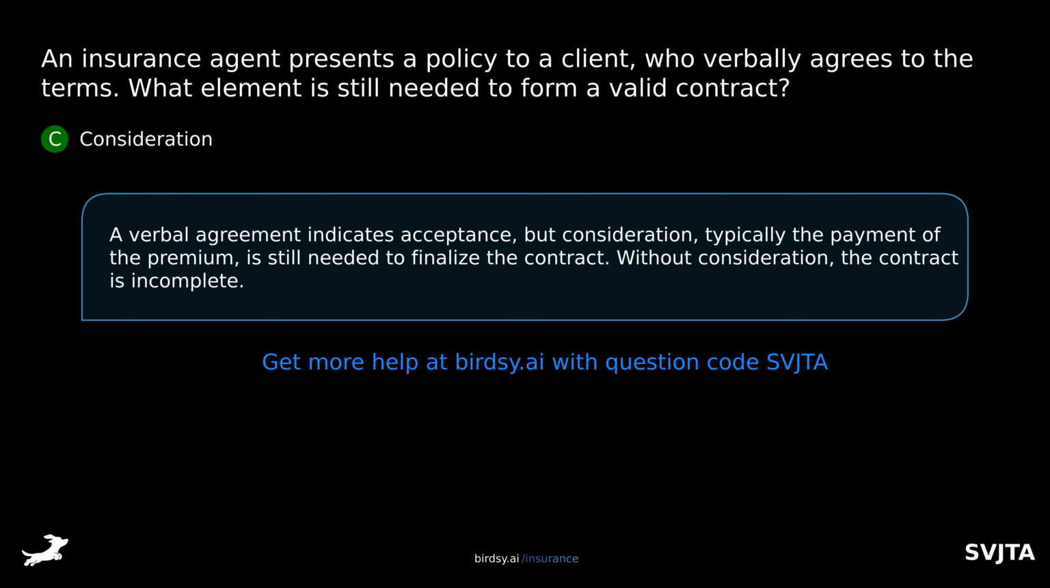A verbal agreement indicates acceptance, but consideration, typically the payment of the premium, is still needed to finalize the contract. Without consideration, the contract is incomplete.